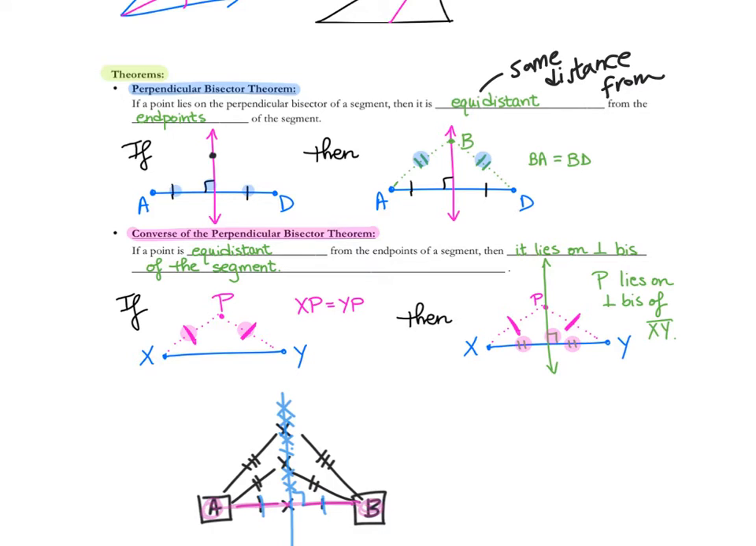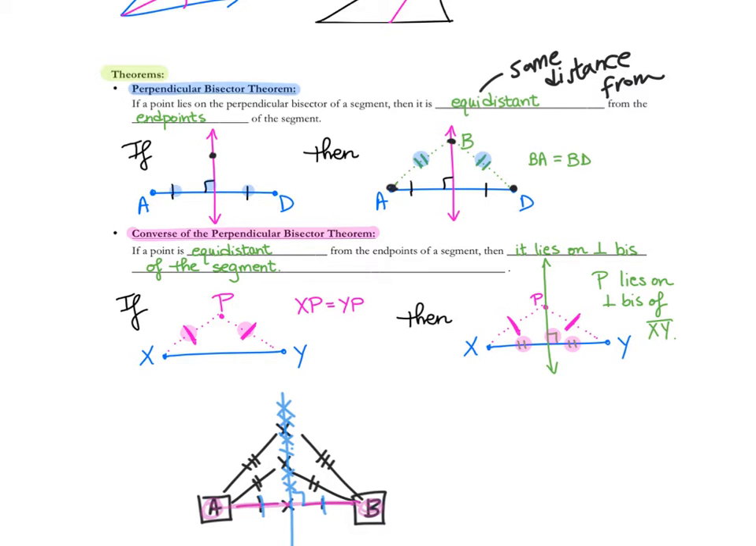Okay, it is equidistant from the endpoints of the segment. So the distance from that point to each of the endpoints of the segment, these distances will be the same. Now the converse is going to say something very similar, but again, a converse means you're reading it backwards.